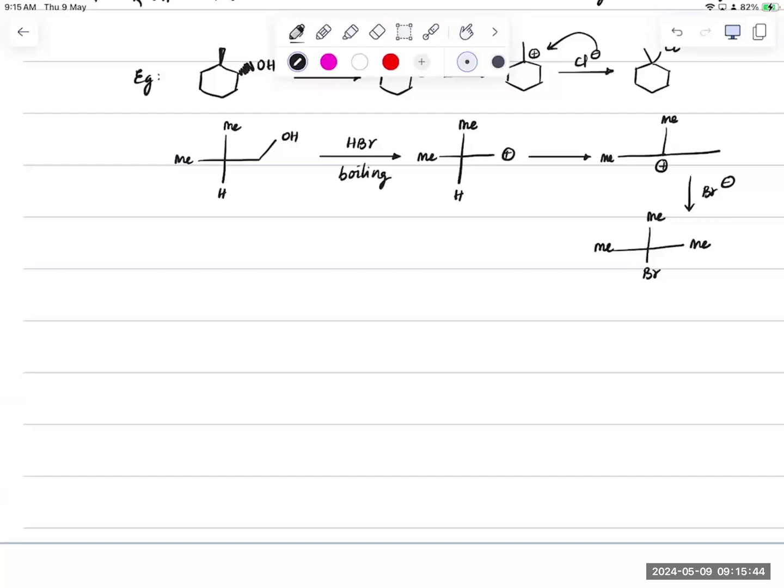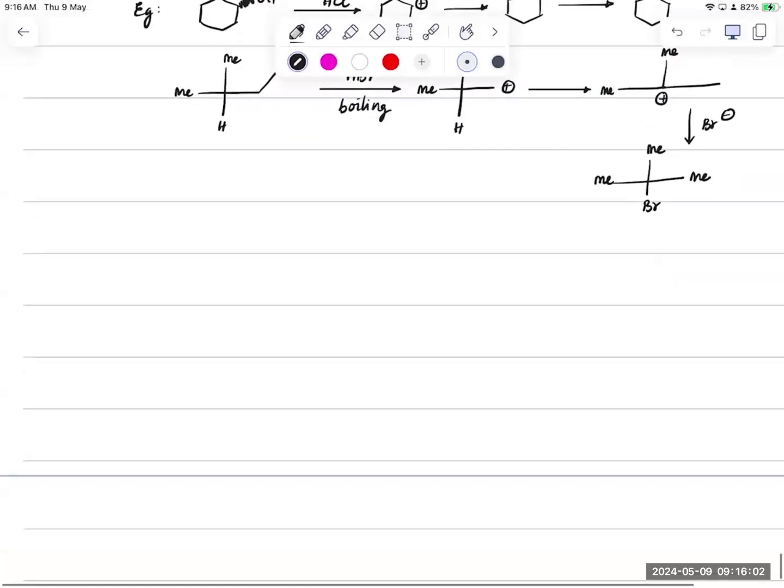The same is the case with HI. HI in a boiling condition will also give you the carbocation formation. Clear? So always remember, if it is a primary or secondary position, boiling condition is essential. If it is a tertiary position, no boiling condition is essential. Got it? I hope this part is understood, everybody.